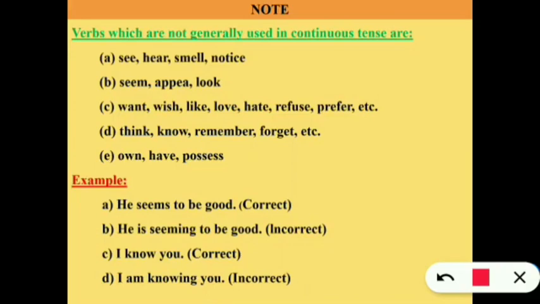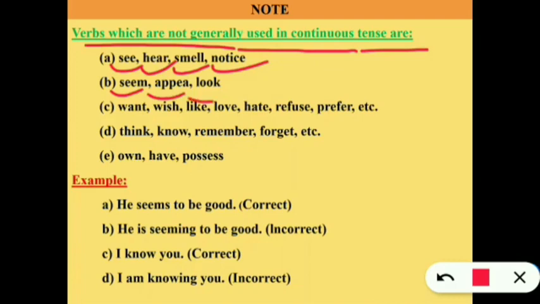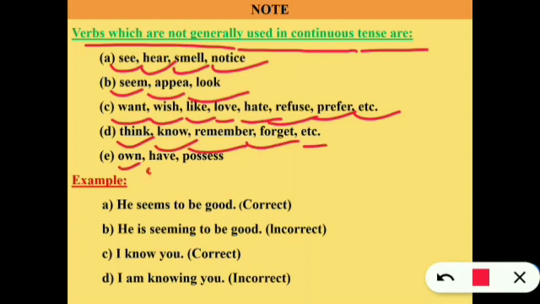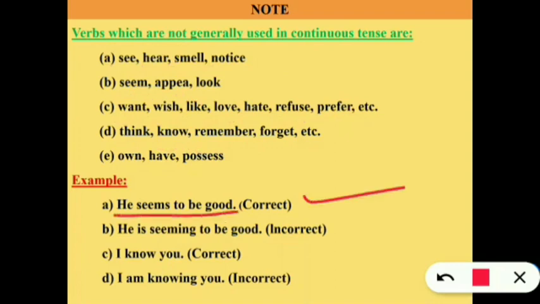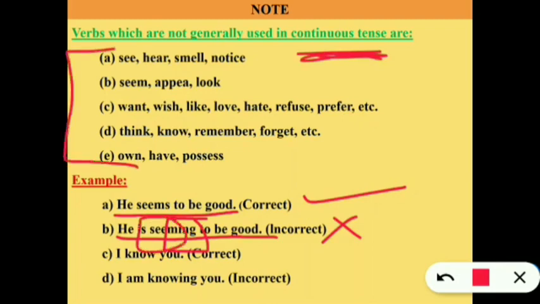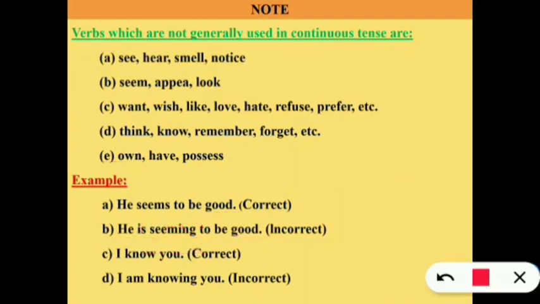But while learning, you need to note that verbs which are not generally used in continuous tenses are see, hear, smell, notice, seem, appear, look, want, wish, like, love, hate, refuse, prefer, etc. Think, know, remember, forget, etc. Own, have, possess, etc. Let's see the example. He seems to be good. This is correct. He is seeming to be good is incorrect. We cannot use ing form in continuous tense with these words. So here seem cannot be seeming. Next, I know you is correct, but I am knowing you is incorrect, because we cannot use ing form with these words.